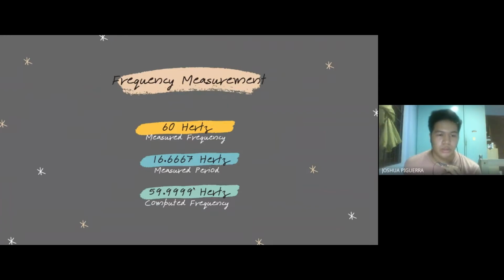Next slide. As for the frequency measurement, the measured frequency is 60 hertz, and the period of the measured frequency is 16.6667 milliseconds. And the computed frequency is 59.9999 hertz.